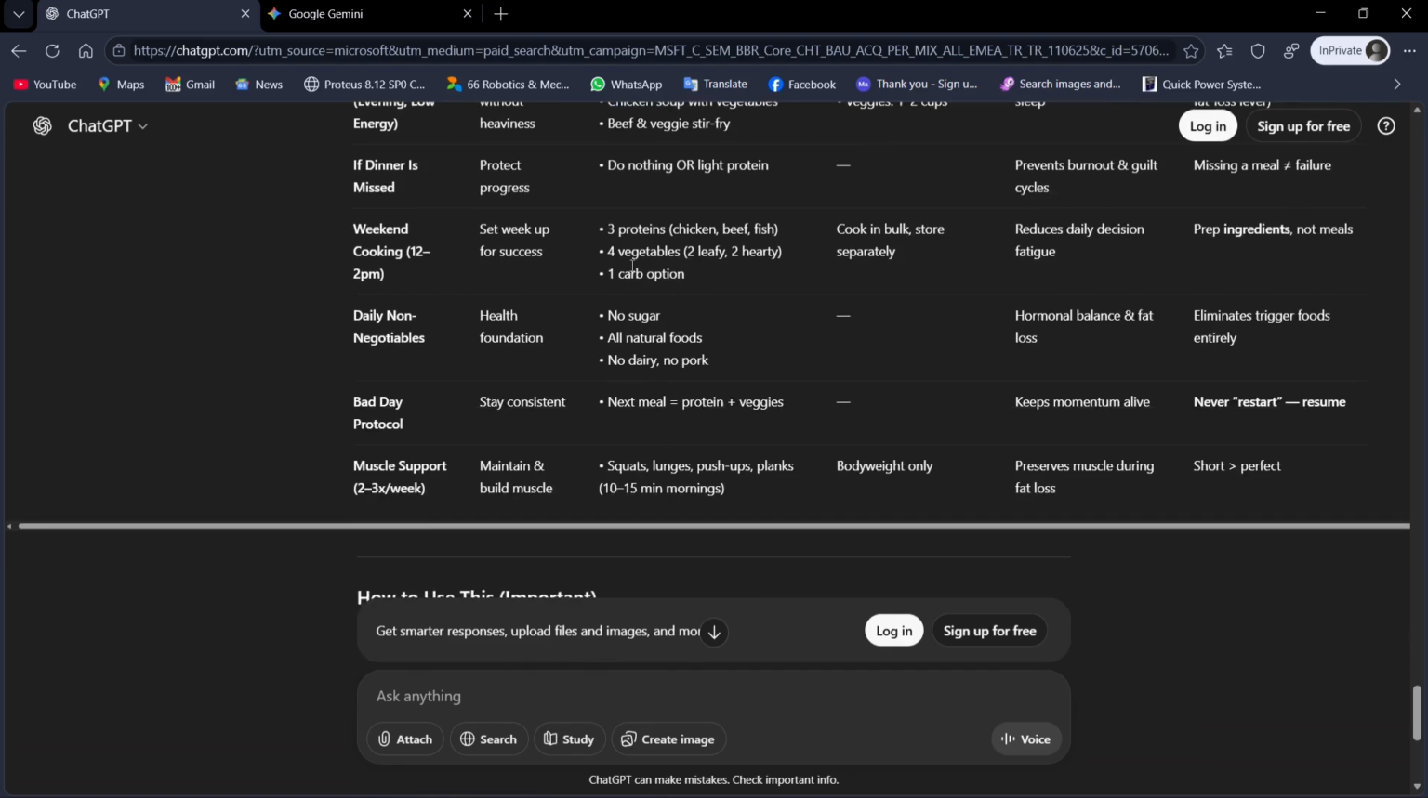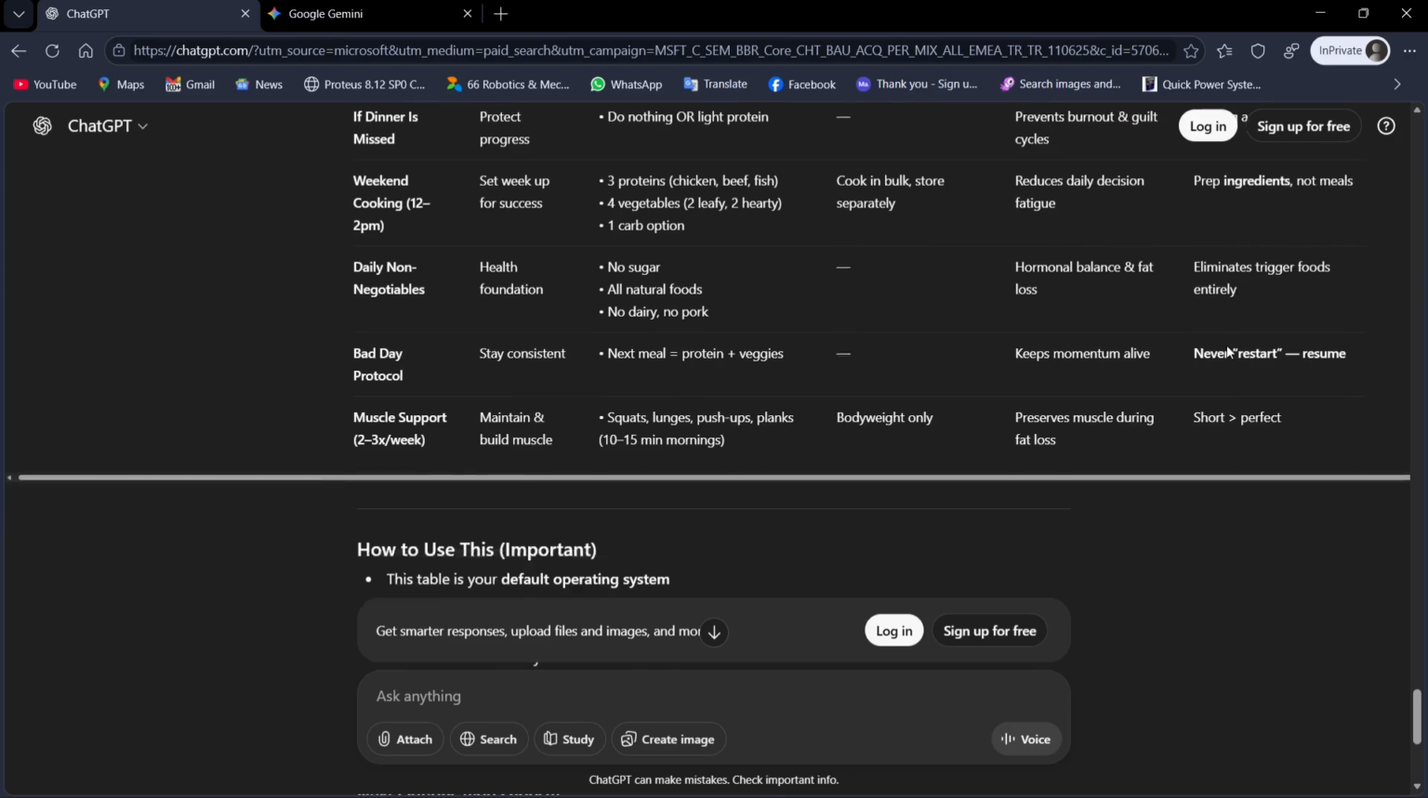On the weekends, we have 3 to 4 proteins, 4 veggies, 1 carb optional. It reduces daily decisions. Prep ingredients, not meals. Then daily non-negotiables, health foundations: no sugar, all natural foods, no dairy, no pork. For hormonal balance and fat loss, eliminate sugary foods entirely.